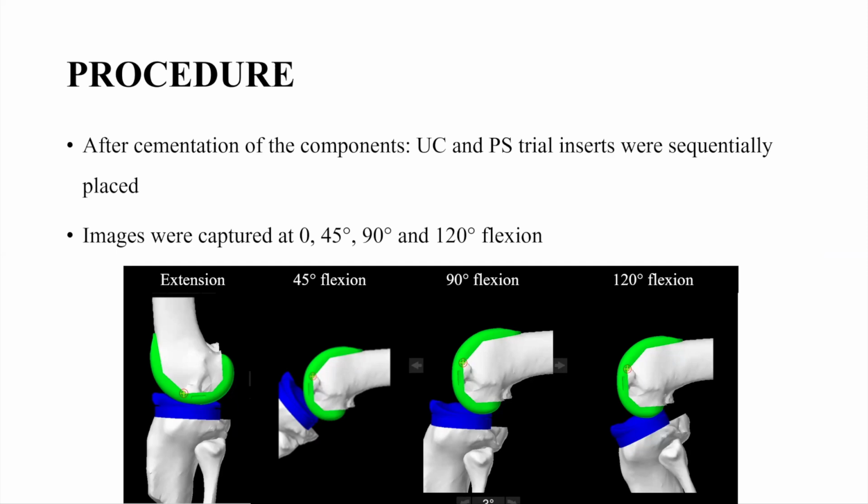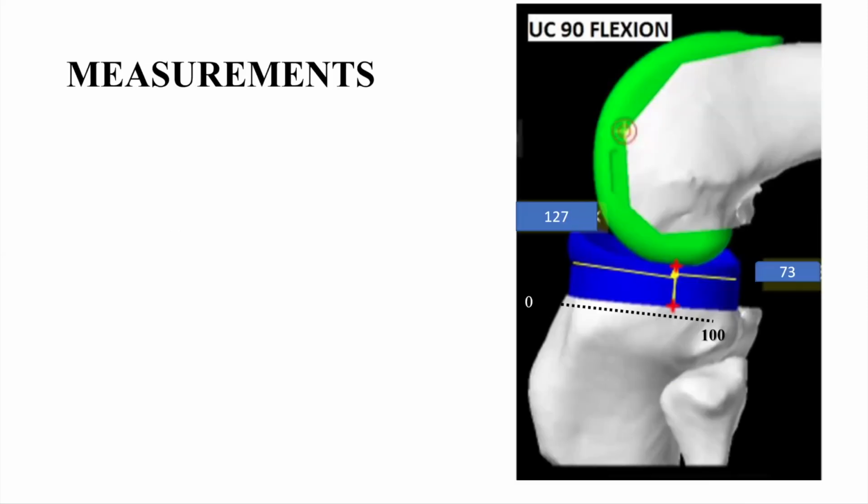First, we put the UC insert, put the knee through range of movement at 0, 45, 90, and 120, and captured the images. And then we put the PS inserts in, did the same thing, and captured these same images.